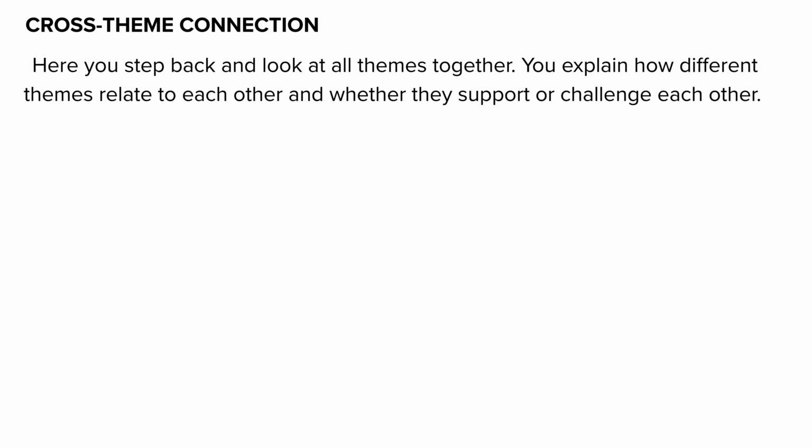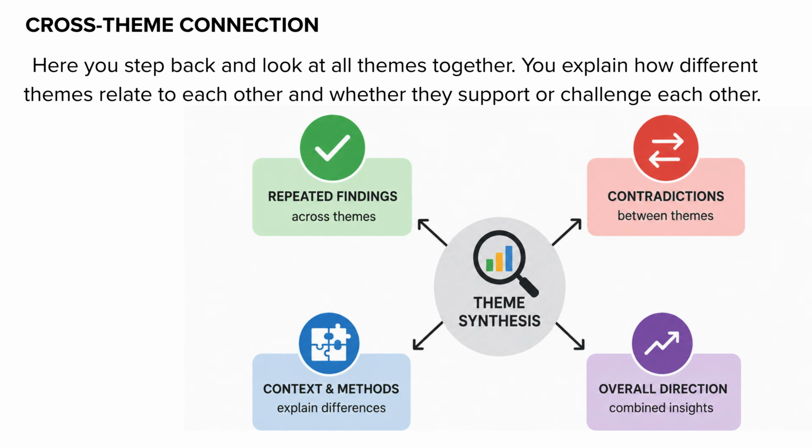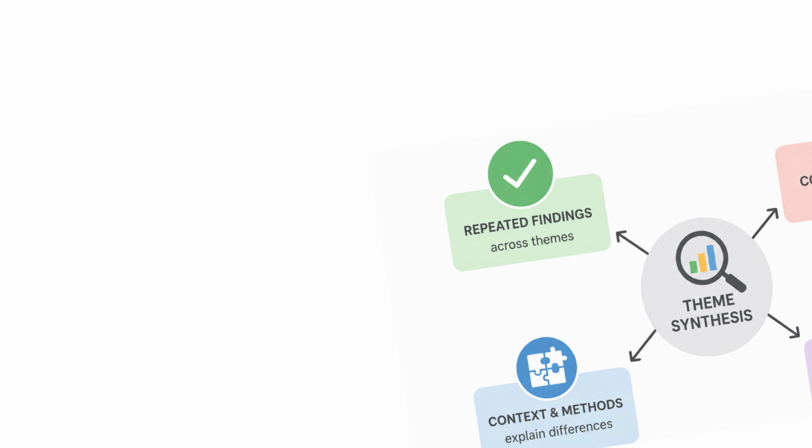Cross-theme connection. After writing all themes, here you step back and look at all themes together. You explain how different themes relate to each other and whether they support or challenge each other. You focus on repeated findings that appear in more than one theme, contradictions between different themes, how different contexts or methods may explain these differences, and the overall direction of the research when everything is combined.